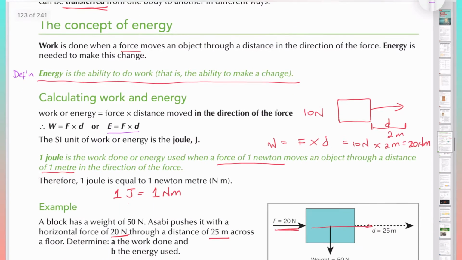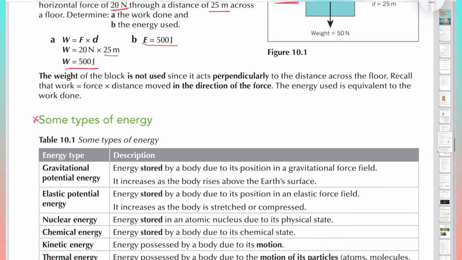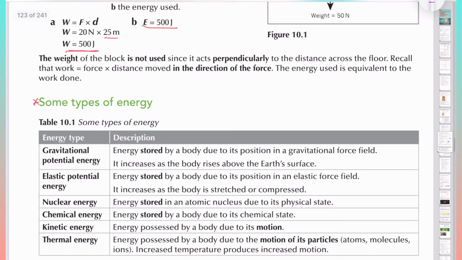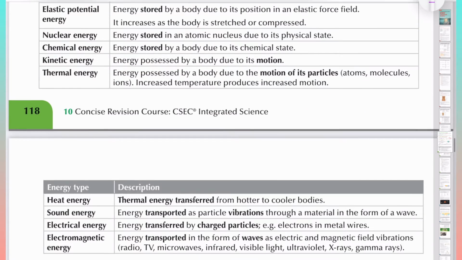When working questions and calculations involving work and energy, it must be ensured that our force is in newtons and that our distance is in meters. If they are in any other unit, they must be converted into that form before we can represent our answer as a joule. We look through the example on page 118. And now what I would like you all to do is read through table 10.1 and refamiliarize yourself with the different types of energy. You were already introduced to different types of energy way back at the end of Form 1. So this is just a small refresher of the different types of energy.